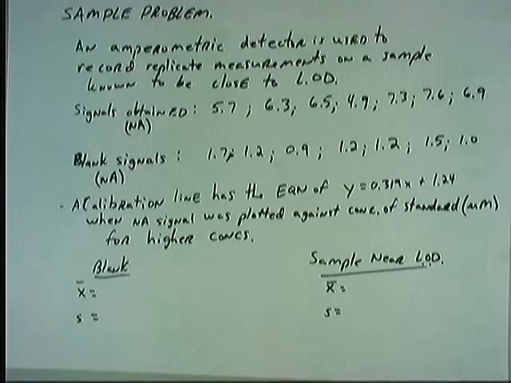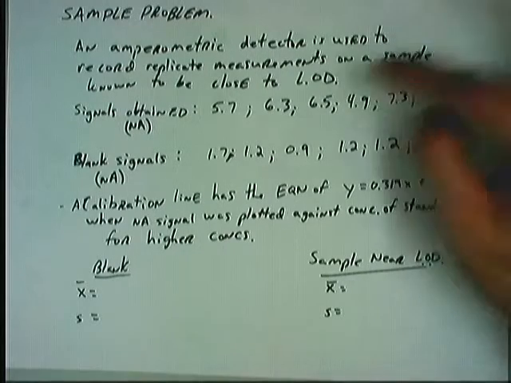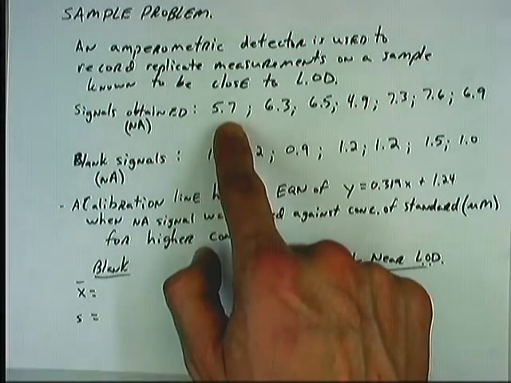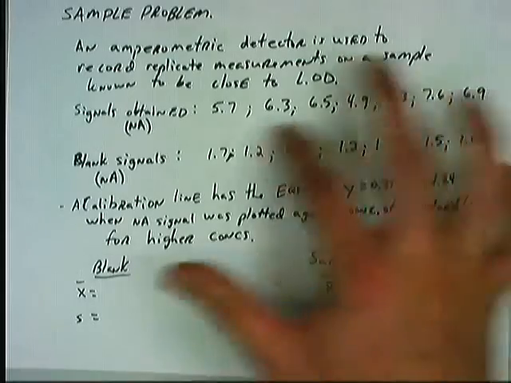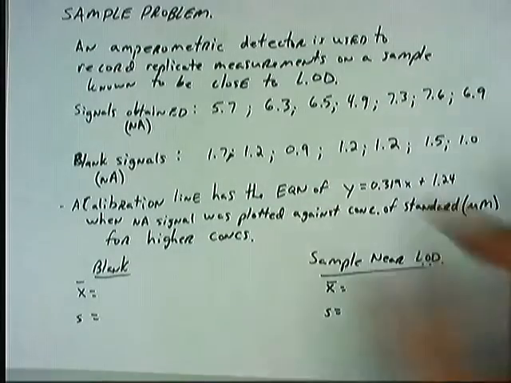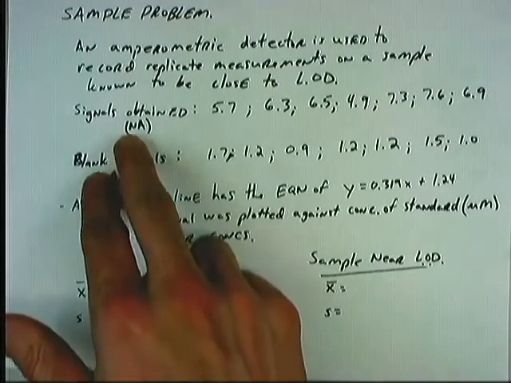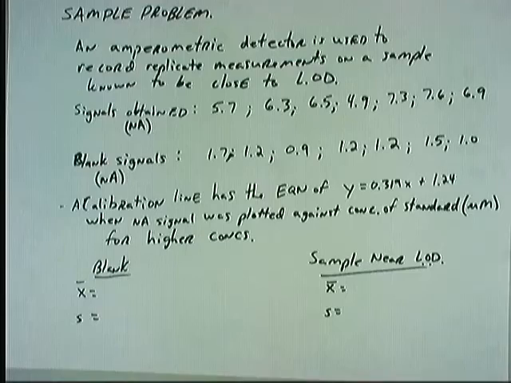Okay. So this problem reads as follows: an amperometric detector is used to record replicate measurements on a sample known to be close to the limit of detection. The signal is obtained for 1, 2, 3, 4, 5, 6, 7 trials. N equals 7 trials, so that's a fair amount of trials. That's good. These are the signals that we see, in a low nanoampere range. This is nanoampere, the unit. It seems to hover around 6 or 7.